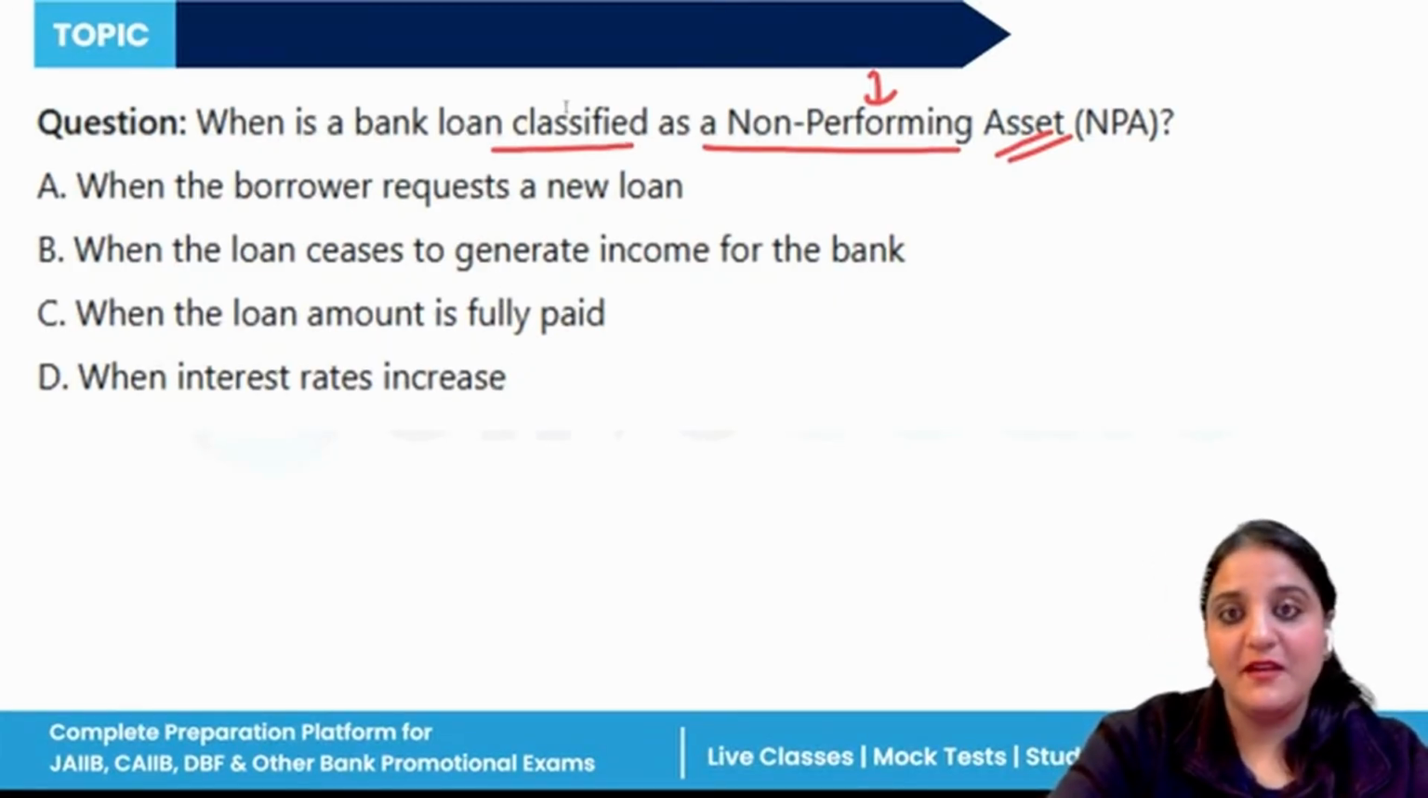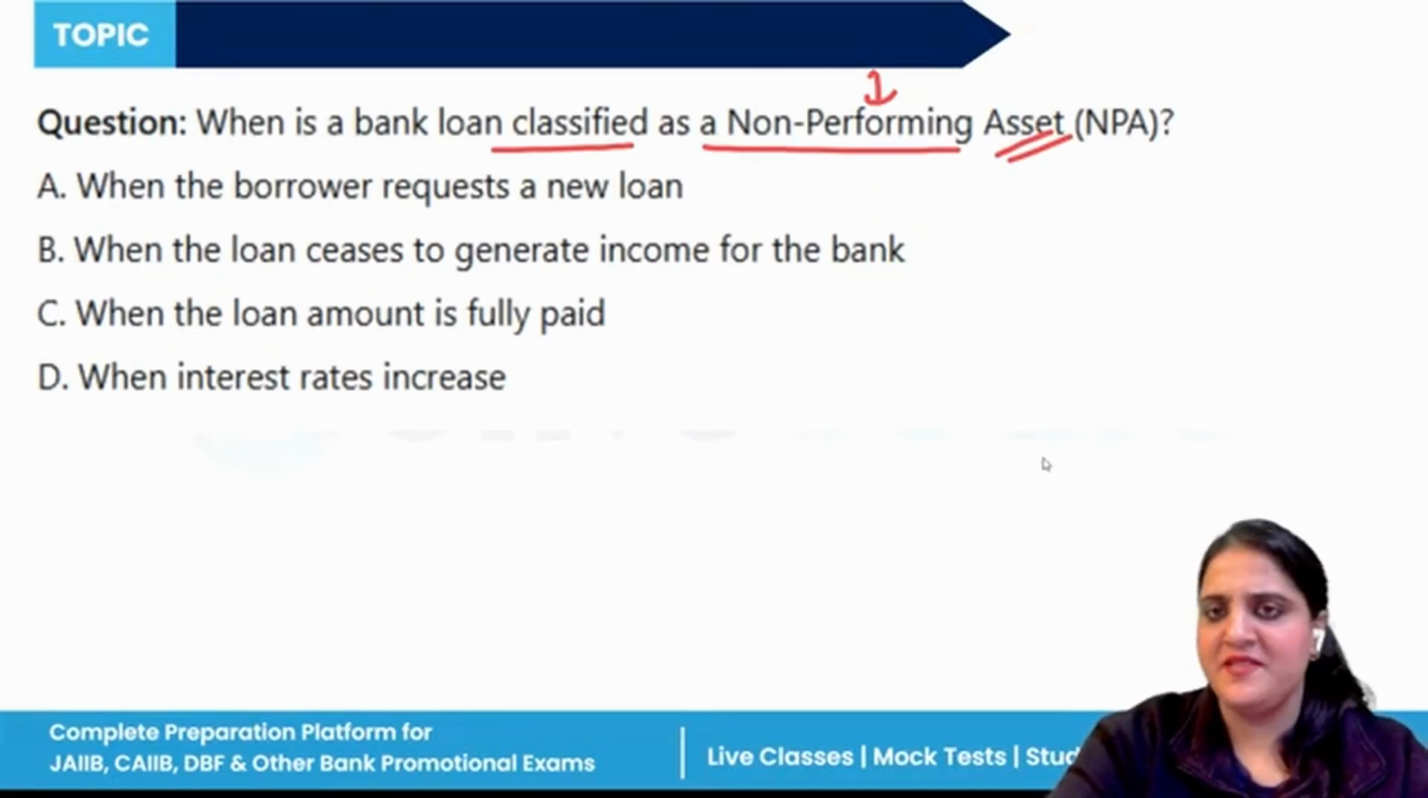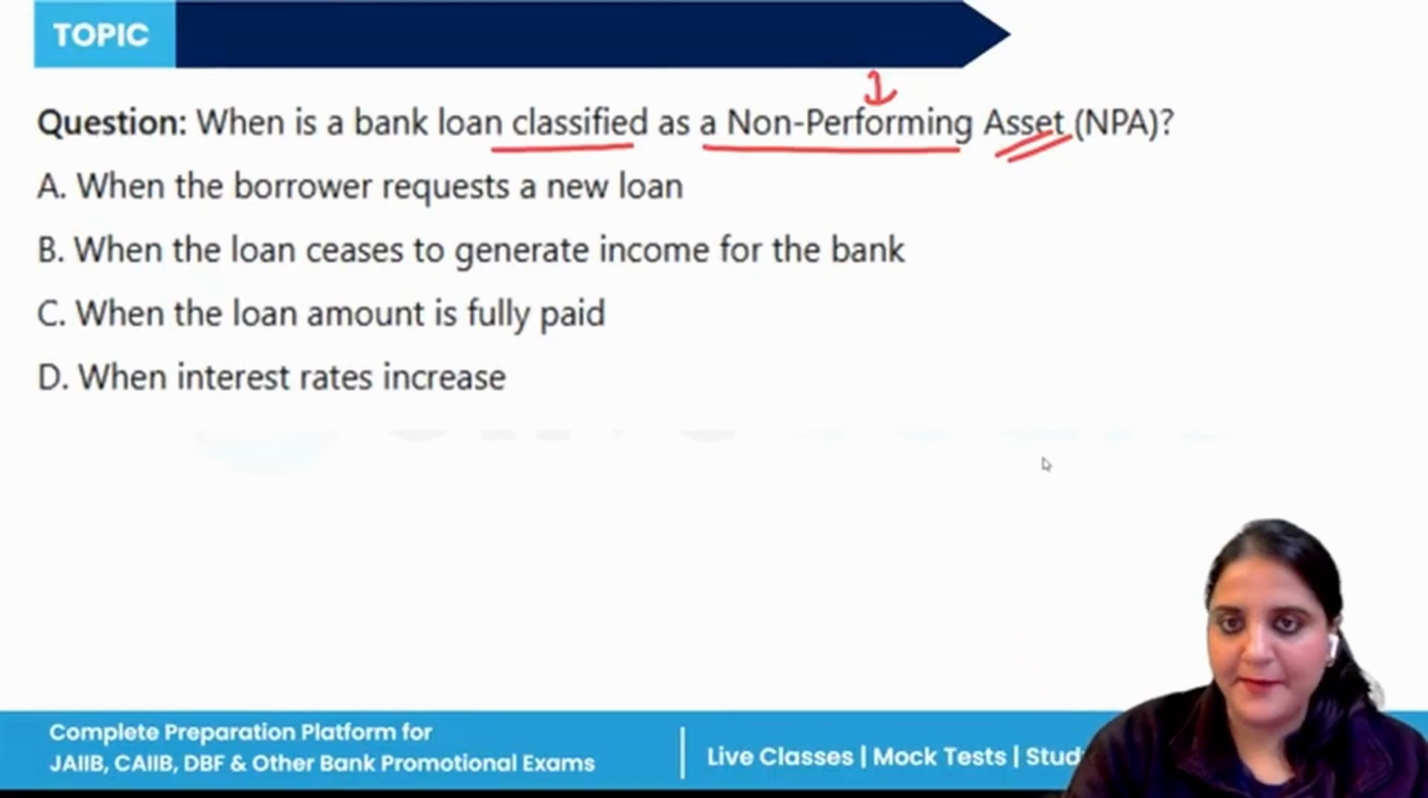So what is NPA? You know that NPA means borrowers who are not paying the EMI or principal amount for more than 90 days, so that loan becomes NPA for the banks. So we can take an example here.